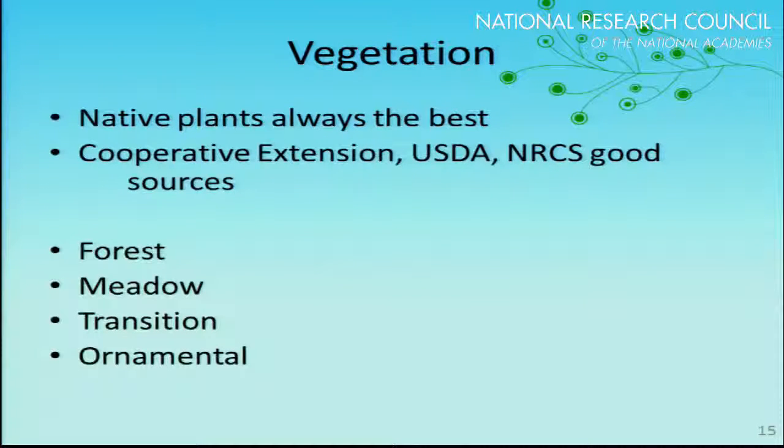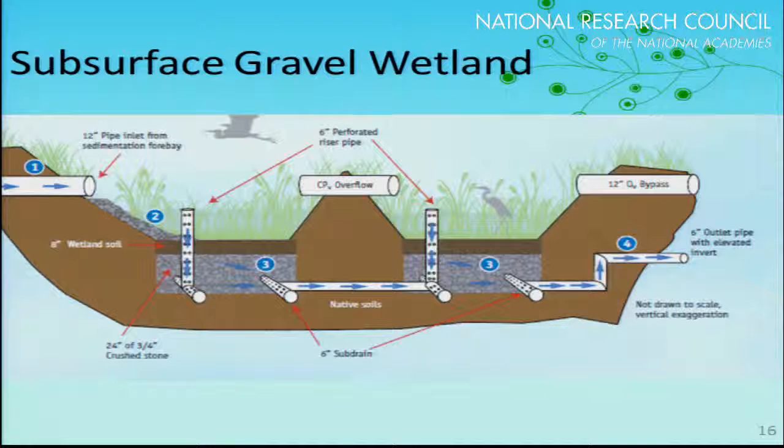Vegetation, normally you look to the experts, the local experts. Maybe this is some place where you could actually start to look at more research at what might be the better species to do these things. We've seen everything from forest to meadow to transitional to ornamental. Ornamentals typically don't do that well, as you can expect, but that doesn't stop people from trying to use them.